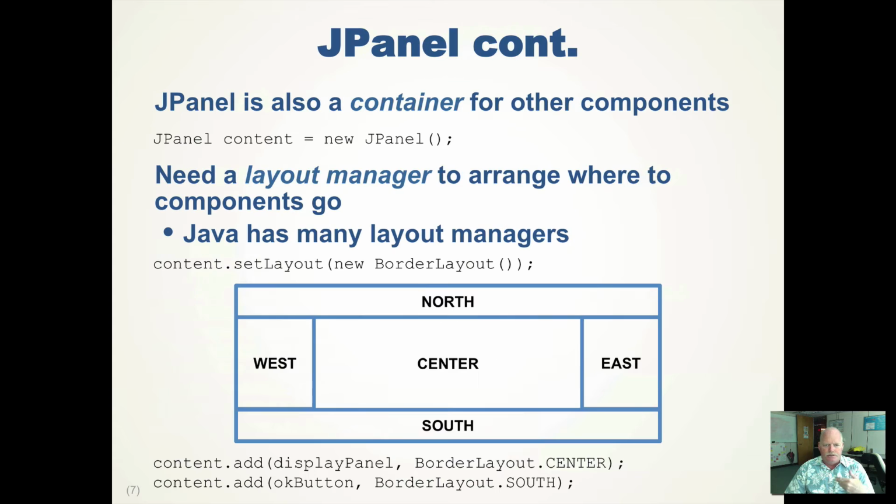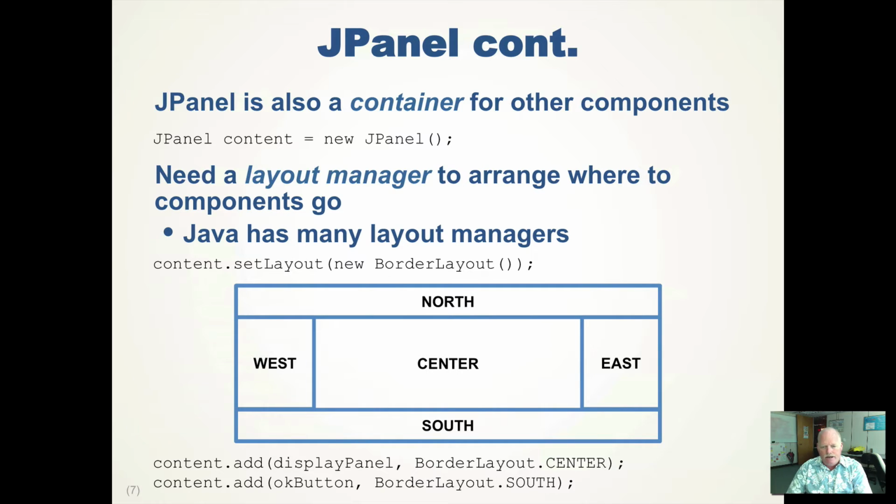The second thing that panels have is they're also containers. So you can think of them as a container that holds other components. When we construct our JPanel content, we need some way of managing where things get added to the panel, and that's called a layout manager. Java has several different layout managers. One of the simplest is a BorderLayout, where you have different areas: the north, which is across the top of the panel, the west on the left-hand side, the center in the middle, the east on the right, and the south across the bottom.